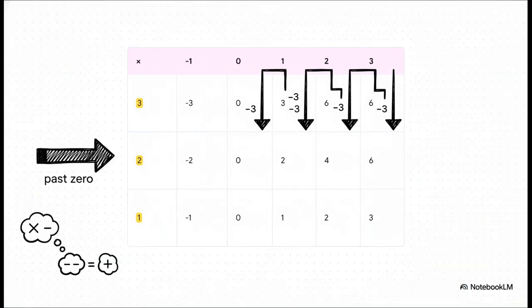But now, let's stretch this table out a little bit, to the left, past 0. Just look at that row for 3. As we move from right to left, the answers go down by 3 each time.